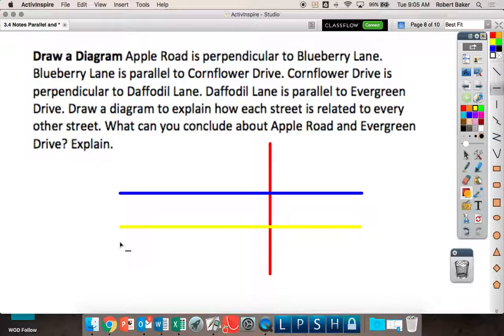Cornflower is perpendicular to Daffodil. So does Daffodil go up and down or left and right? Daffodil goes up and down. Daffodil is perpendicular to Cornflower. Correct. And it says Daffodil is parallel to Evergreen. Does Evergreen go up and down or left and right? Wait, no, up and down. Up and down.